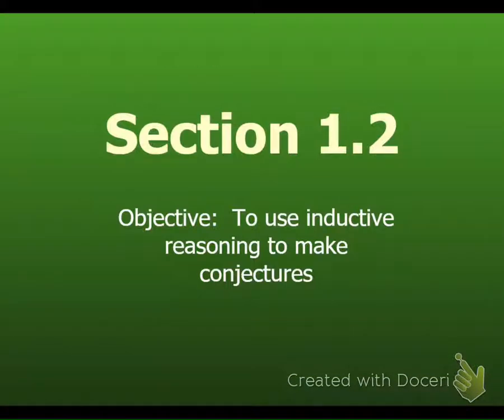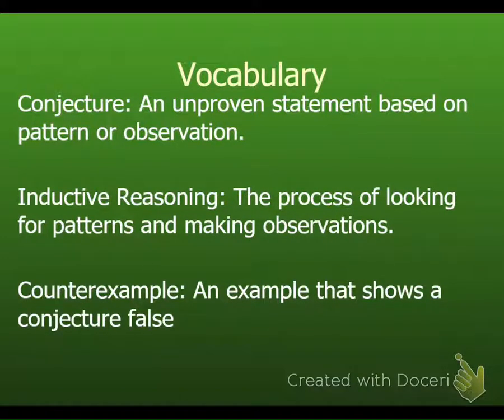At the top of each page, they have the OBJ, objective. So today is to use inductive reasoning and to make conjectures. So those are both vocabularies there. Inductive reasoning is going to be a new vocab word, and conjectures is a new vocab word. So the first one is conjecture. It's an unproven statement based on pattern or observation. The second one is inductive reasoning, the process of looking for patterns and making observations. We've been doing that our whole last lesson. And then now we have counterexample, an example that shows a conjecture is false.